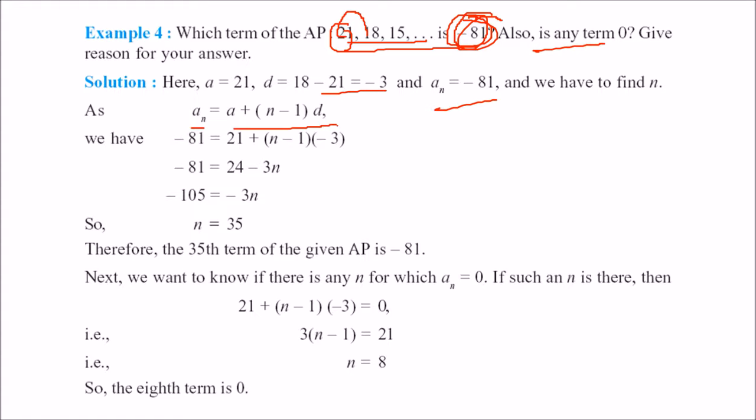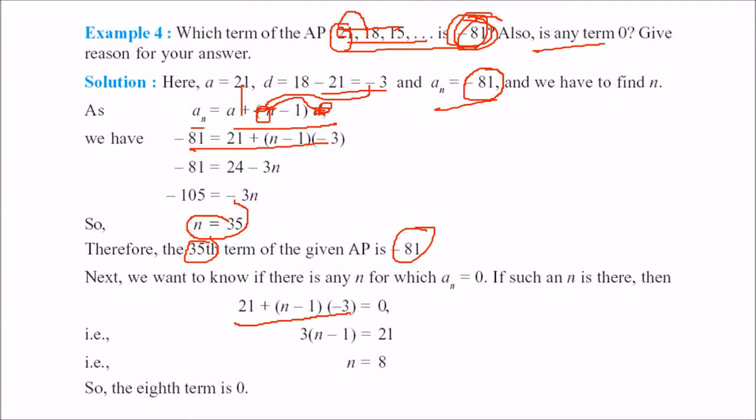AN is equal to A plus (n minus 1) into D. AN is minus 81, A is 21, D is minus 3, and we don't know n. So let us solve it for n. You will get n equal to 35. So the 35th term of this AP is minus 81. Now you have to tell, is any term 0? So A plus (n minus 1) into D, just place it as 0 and try to find n. Yes, we got n. So the 8th term is 0.